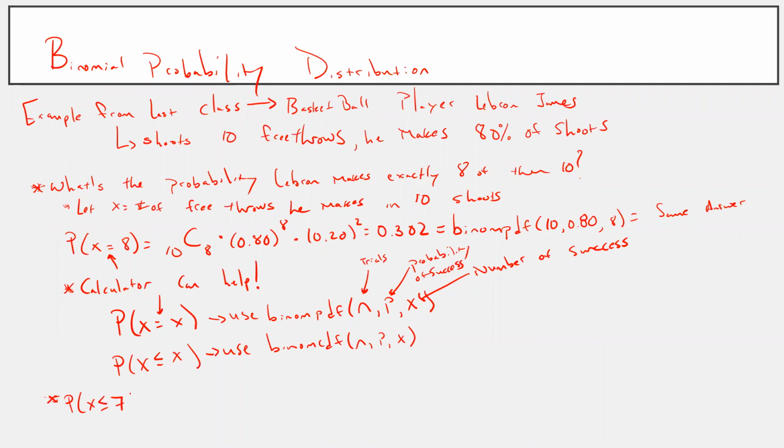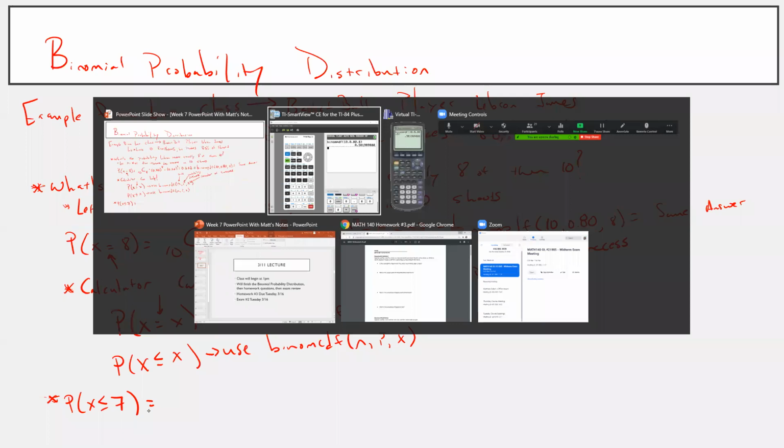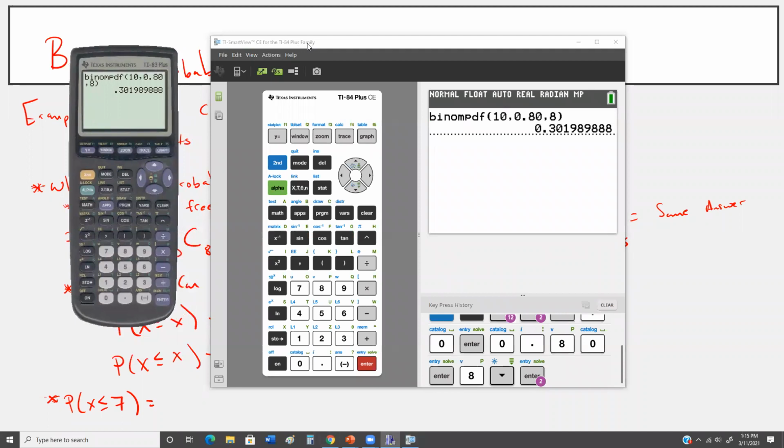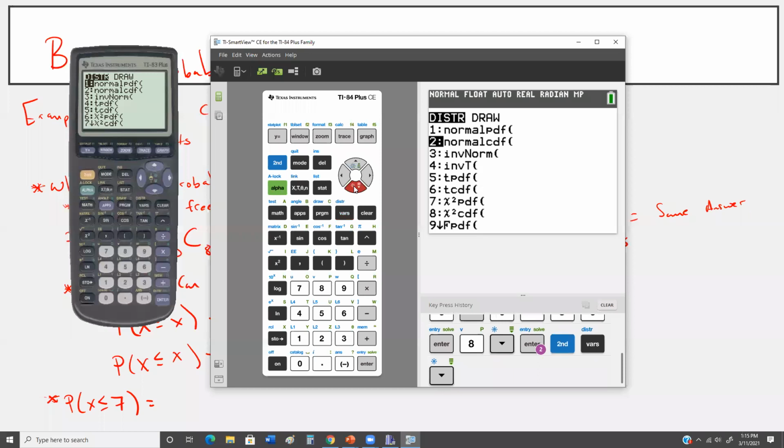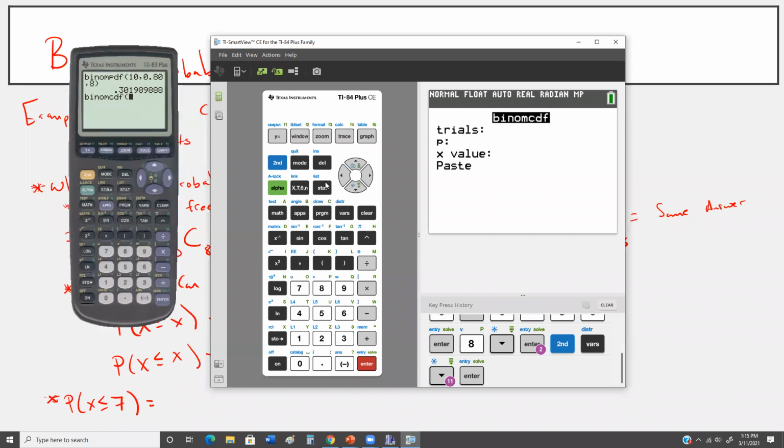So everybody grab your trusty calculator. You're going to go second function distribution again. And when you want a less than or equal, you're going to scroll all the way down to binomcdf. Everybody just hit enter. Again, it's going to want the trials, which is 10. So type 10, comma. The probability of success is 0.80. That never changes. So 0.80, comma.